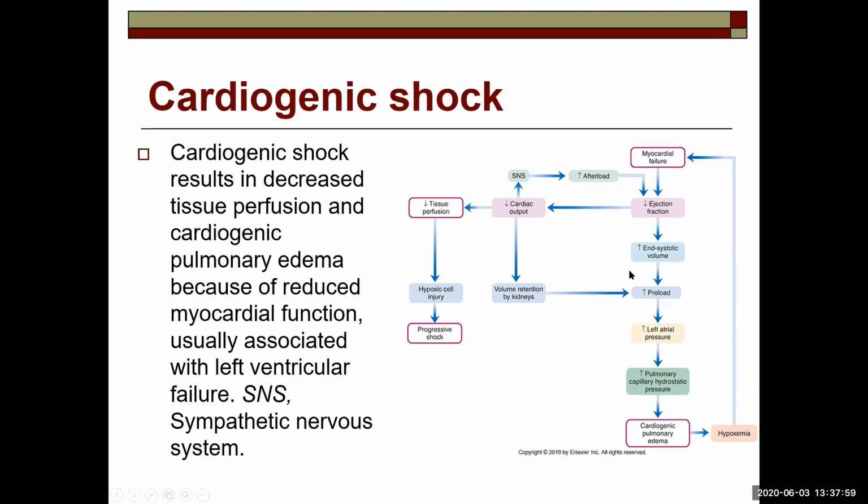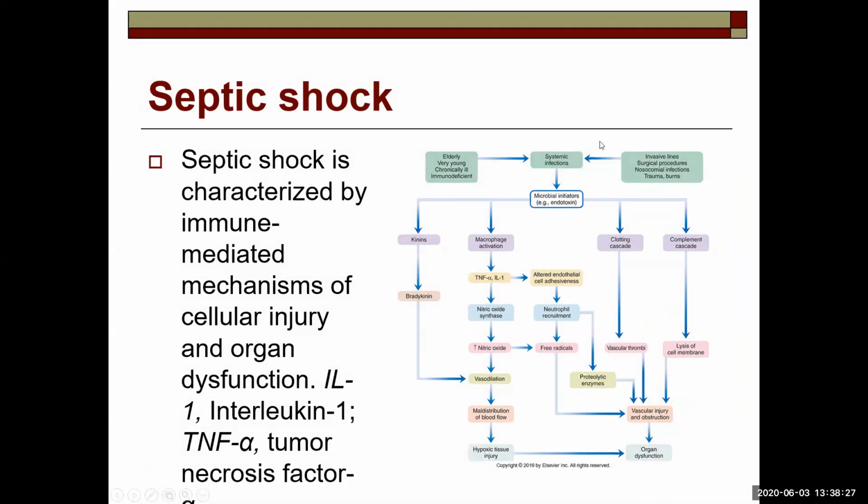So of course the preload will increase because it backflows. Everything backflows to the right side, so your preload increases, and then increased left atrial pressure. We know that already because, again, everything backflows. Increased pulmonary congestion, hydrostatic pressure, and then eventually hypoxemia. All right, so septic, the same thing here. You can make sense of this. Just sit there, spend a little time on it. It'll make a lot of sense.